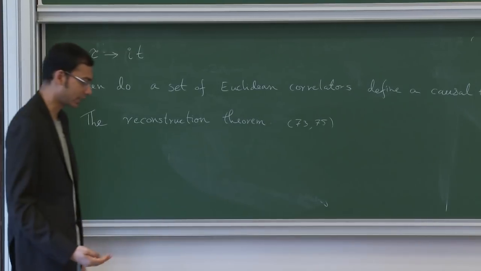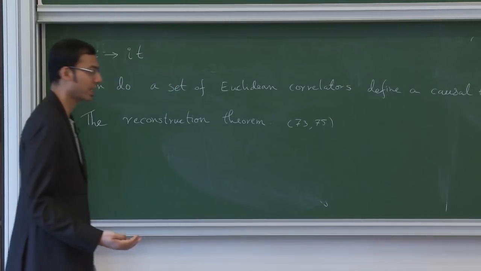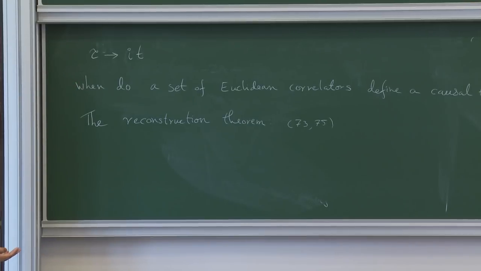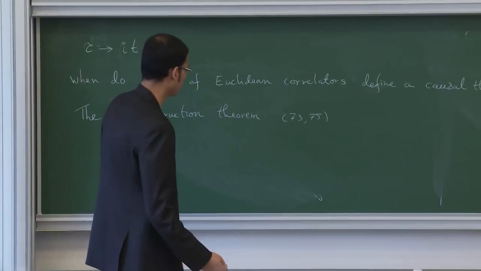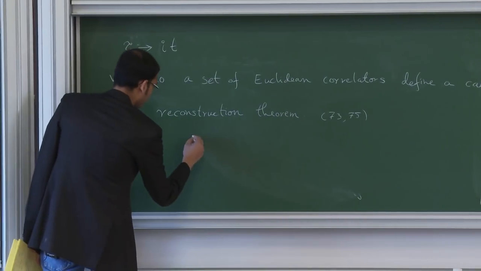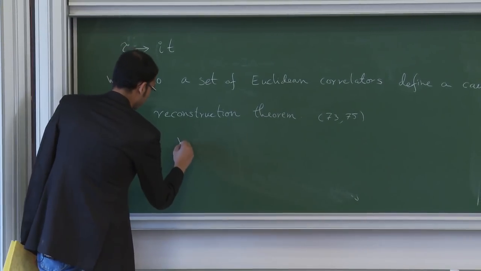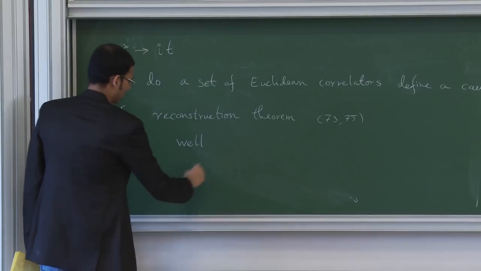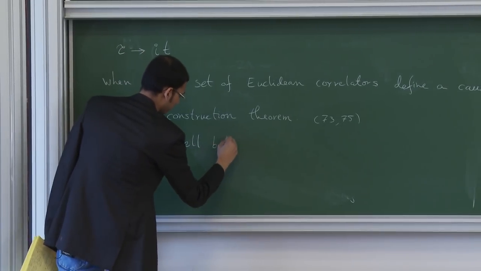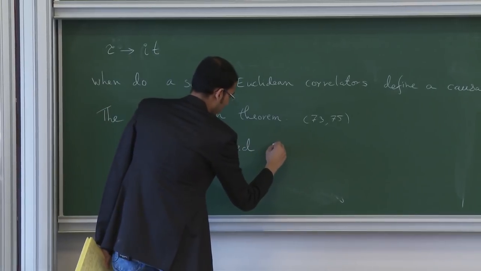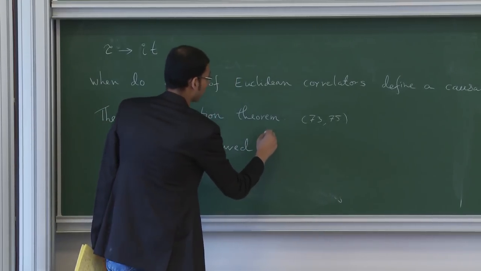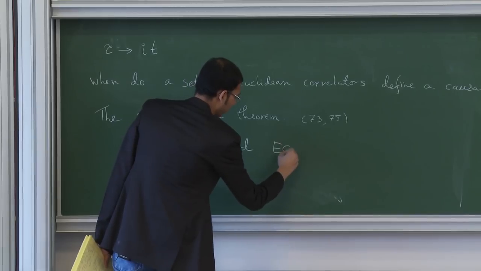The reconstruction theorem tells us that well-behaved Euclidean correlators, after analytic continuation, lead to well-behaved Lorentzian correlators. So let me write down EC for Euclidean correlators.